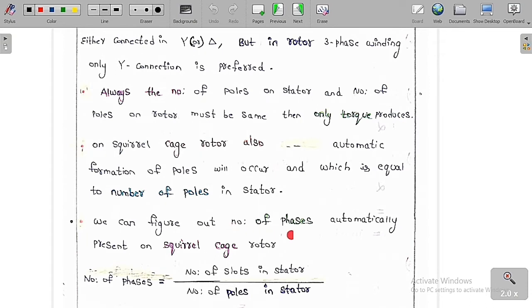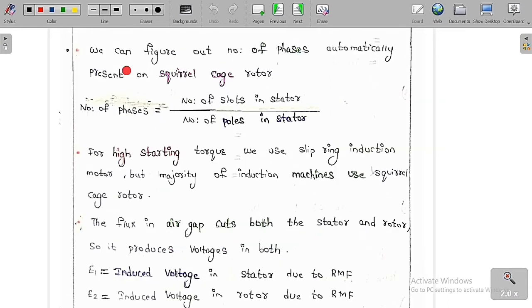We can figure out the number of phases automatically present on the squirrel cage rotor with the help of this one. The number of phases on the stator, which is equal to the number of phases on the rotor, is the ratio of the number of slots in the stator to the number of poles in the stator. If you divide the number of slots in the stator by the number of poles in the stator, you get the number of phases.